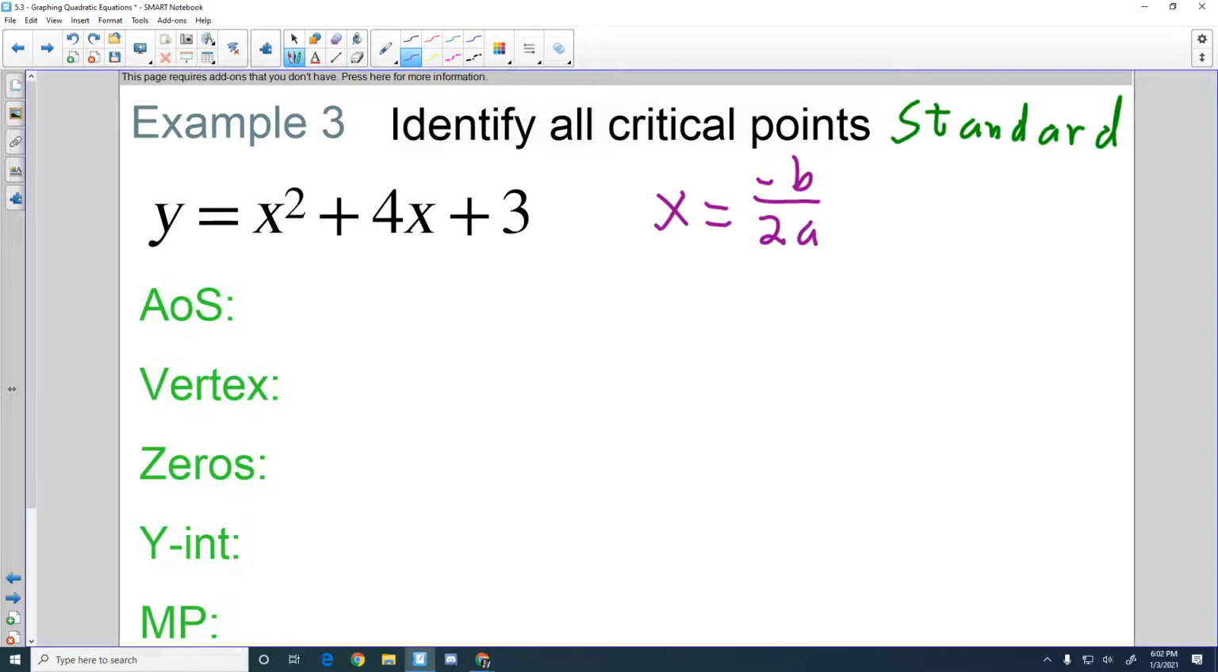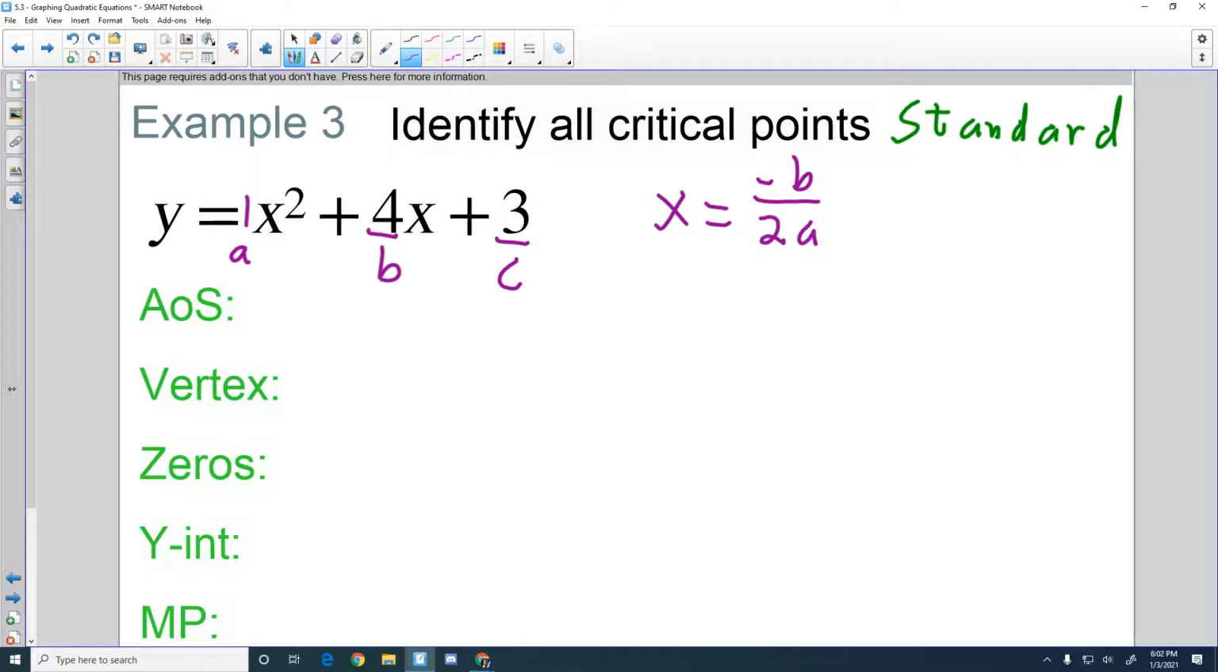Okay, well, a, b, and c, I identify. A is in front of the x squared. That's just a 1. B is in front of the x, so that's this 4. And c, well, I don't need c, but hey, there it is anyways. It's a 3.